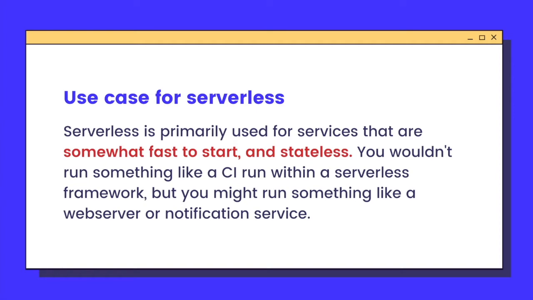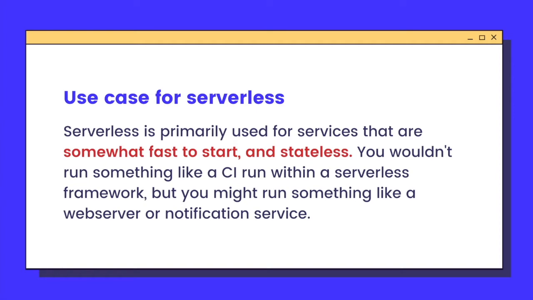Autoscaling is primarily used for services that are slower to start or require state. You'd likely run a CI job within an autoscaled VM or container, and not within a serverless container. As of 2021, the distinction between the models is becoming quite blurred. Serverless containers are becoming popular, and they often run for upwards of an hour.